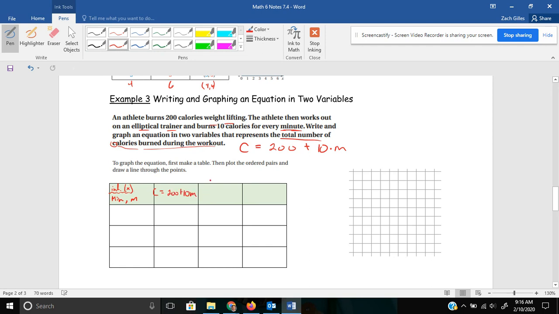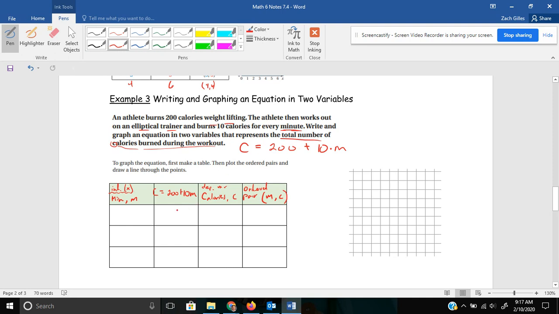And the next one I'm going to write what I found. So how many calories. So this is where I put my dependent variable, or in this case it's calories, or that's represented by a C. And lastly, I'm going to come up with an ordered pair from that table. So I'll just write that in. My ordered pair would be M, comma, C. First is my independent, and then is my dependent.